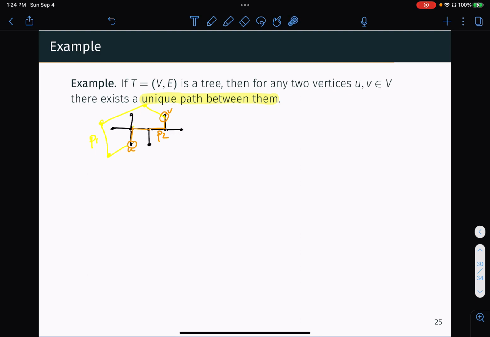So you can see that the cycle that I've created starts at U, goes through V, and back to U, right? So that's a problem because I know that I'm dealing with a tree. I know that trees are acyclic. And so that would be a contradiction, right? That I would have a cycle in my tree.